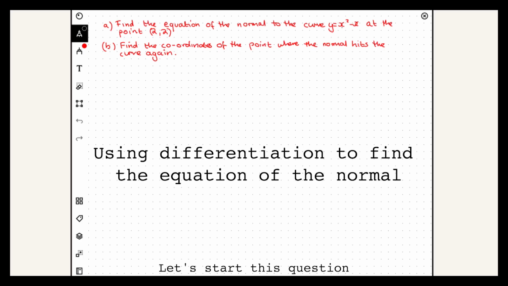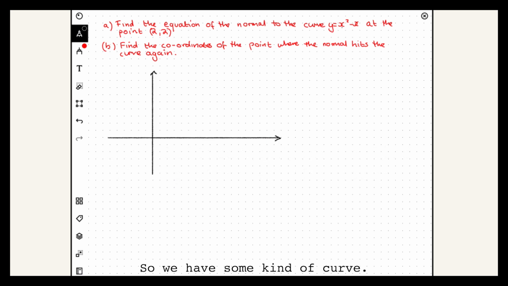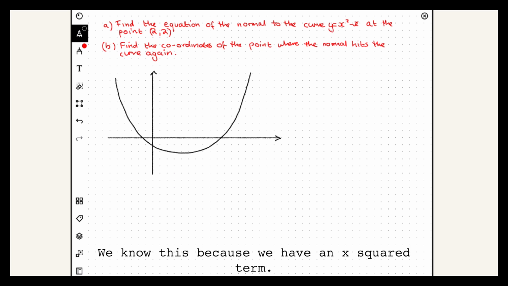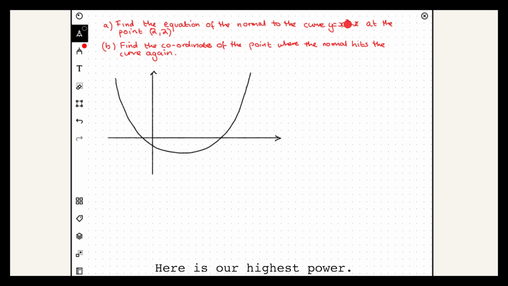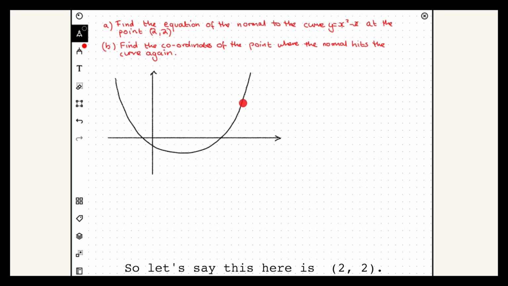Let's start this question off by drawing a sketch. So we have some kind of curve. We're not sure exactly what this curve looks like, but it's a curve, a parabola. We know this because we have an x squared term here as our highest power. So this will be a curve, and we want to find the equation of the normal at the point 2, 2. So let's say this here is our point 2, 2.